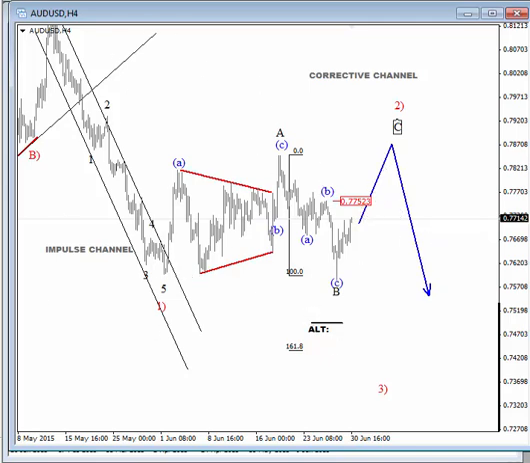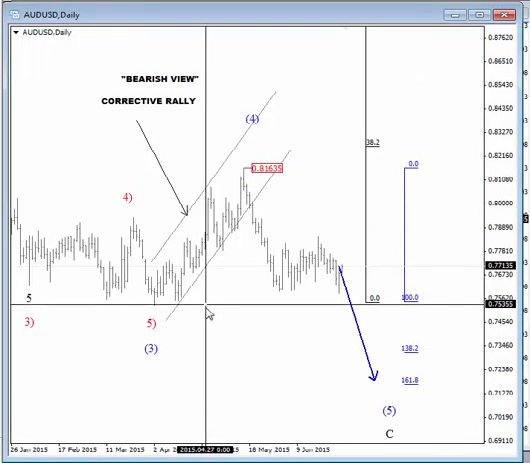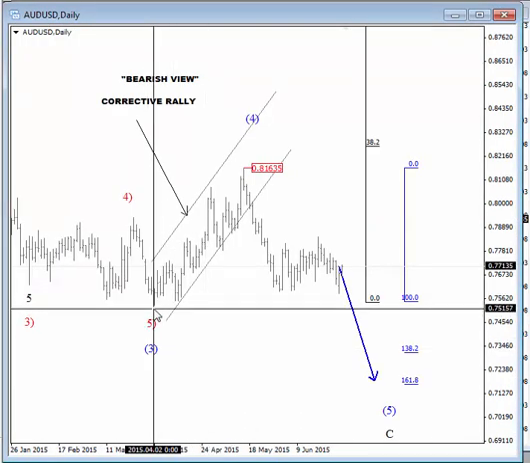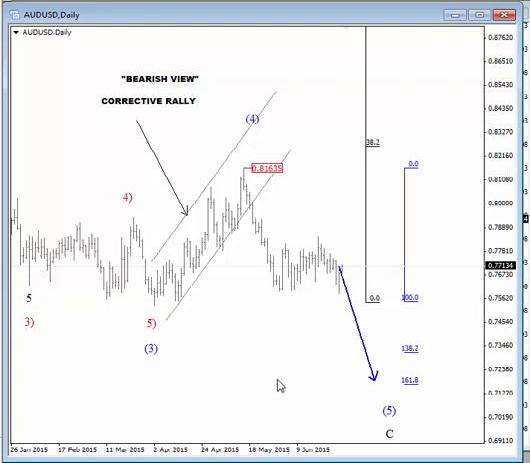But all in all, I think that the Aussie dollar is bearish on longer-term charts, and that sooner or later the pair will break beneath these lows from early April. Okay, now let's take a look at dollar CAD.